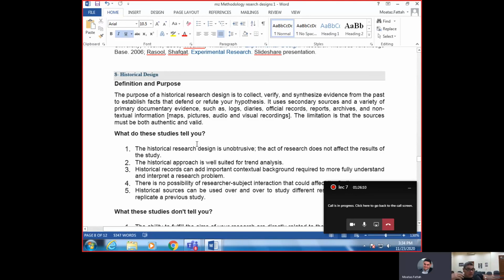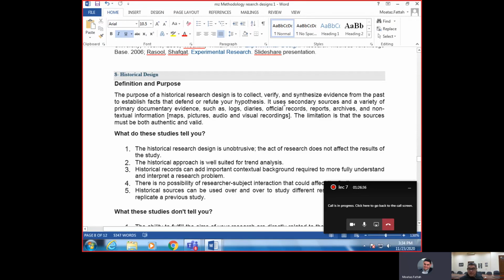This was during King Farouk's reign or era, and then Muhammad Naguib, and then Nasser, and then Sadat, and then Mubarak, and so on. Okay? So here you are going to go through all the historical evidence to understand what happened. Here you use secondary sources and a variety of primary documentary evidence.